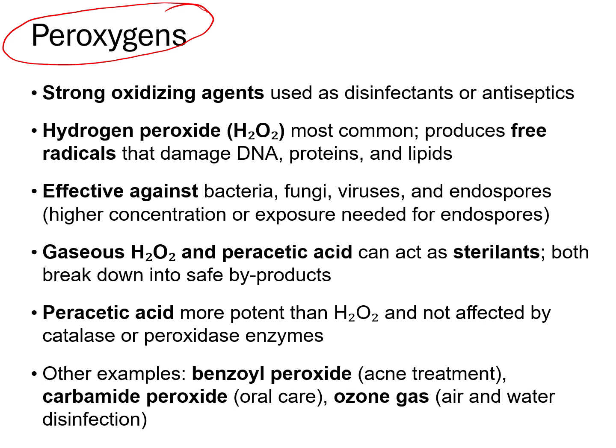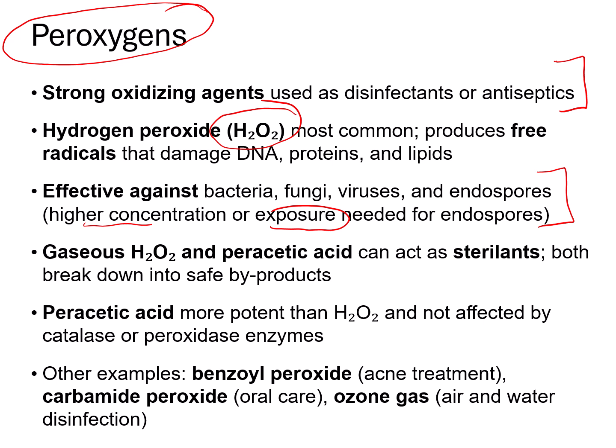All right, our next group of chemicals are the peroxygens. Peroxygens are strong oxidizing agents that can function as both disinfectants and antiseptics. And the most familiar one is probably hydrogen peroxide, H2O2, which we've used in the lab. This will actually release free radicals, unpaired electrons, that damage DNA, proteins, and lipids. And these peroxygens are effective against bacteria, fungi, viruses, and in higher concentrations, even endospores. So you need higher concentration, but also a long enough exposure time.